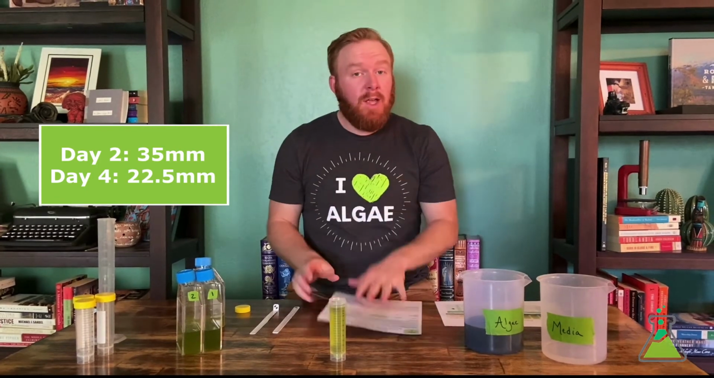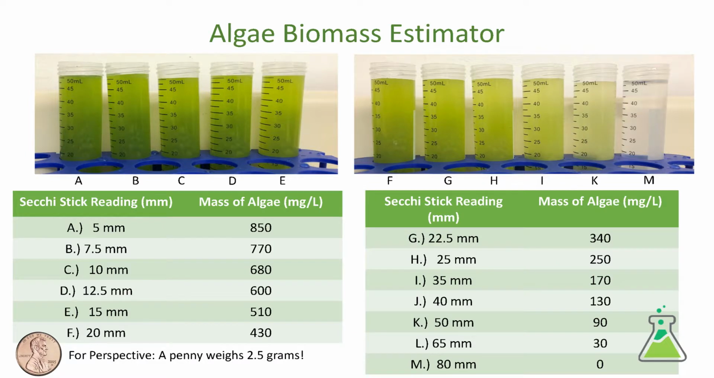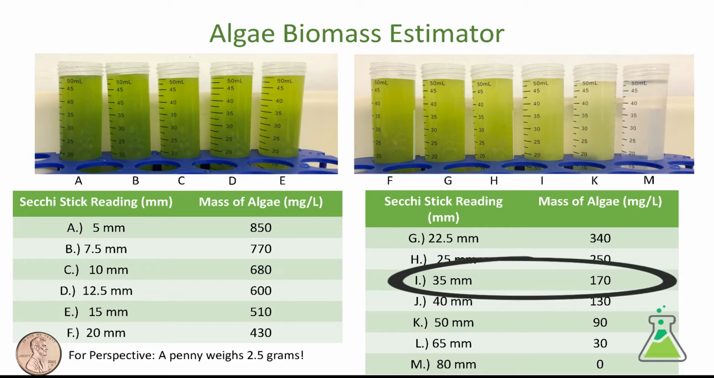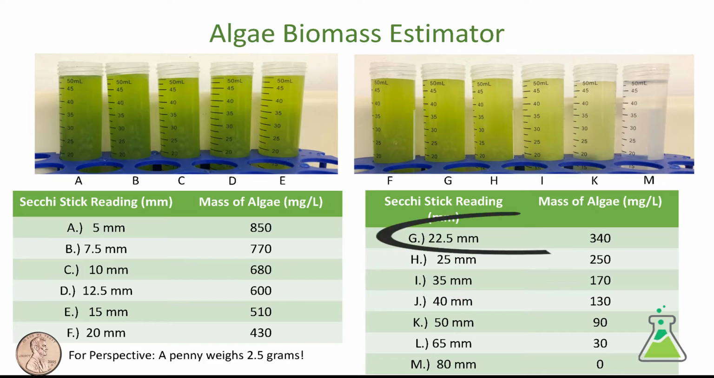And then remember, we used that measurement and we compared it, using this tool, the algae biomass estimator, to figure out how much algae is actually in the culture. So I labeled this here from your data from 2 days ago on day 2. We originally got a reading of 35 millimeters on our Secchi stick, and that corresponded to 170 milligrams of algae per liter. And then just now, on day 4, we got a reading of 22.5, which corresponds to letter G here, and we are seeing 340 milligrams of algae per liter now.